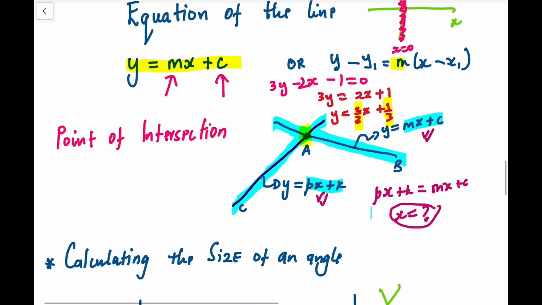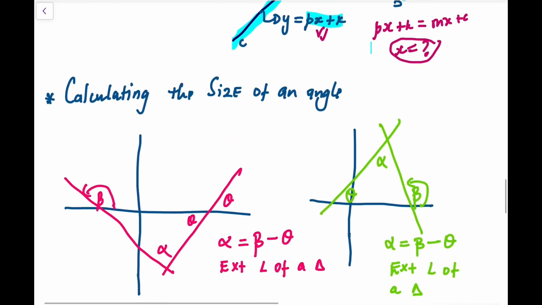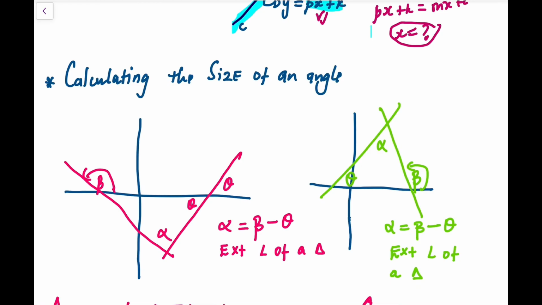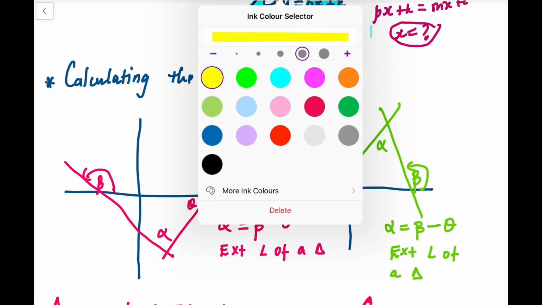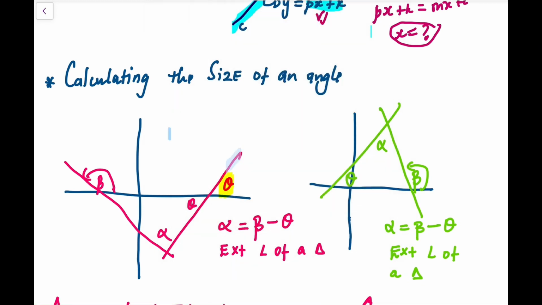Now, calculate the size of an angle. I did speak above about calculating this angle theta. To calculate this angle theta, we need the gradient of this line. Because theta is an angle of inclination, tan theta is equal to the gradient, and then theta will be arctan of that gradient that you calculate. And then you will get this angle theta.